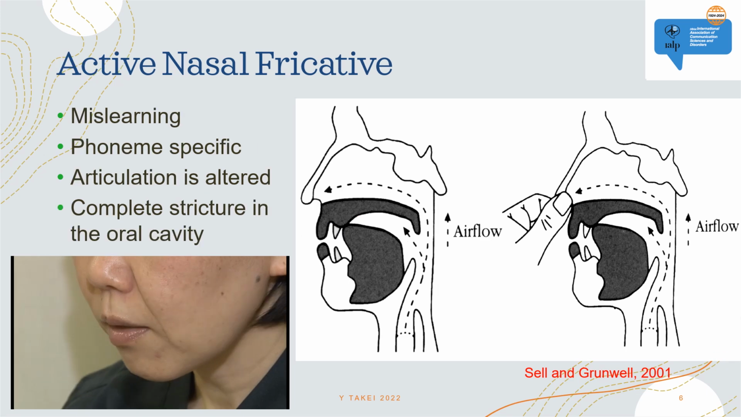On the other hand, active nasal fricative is a result of mislearning and it's phoneme specific and articulation is altered. Here, the tip of the tongue touches the alveolar ridge, stopping the oral airflow, so the sound is blocked totally when the nose is occluded. I will show you the video here.